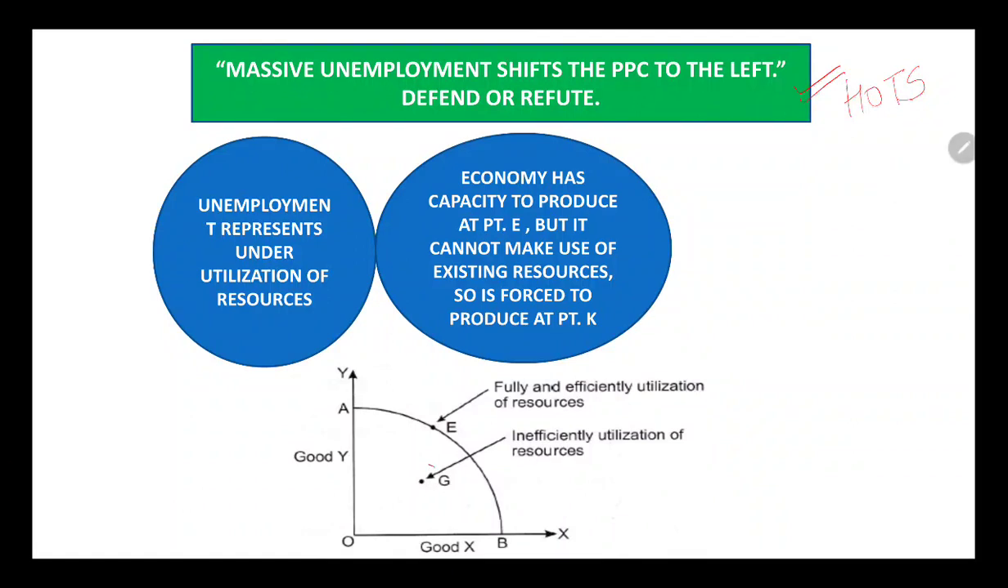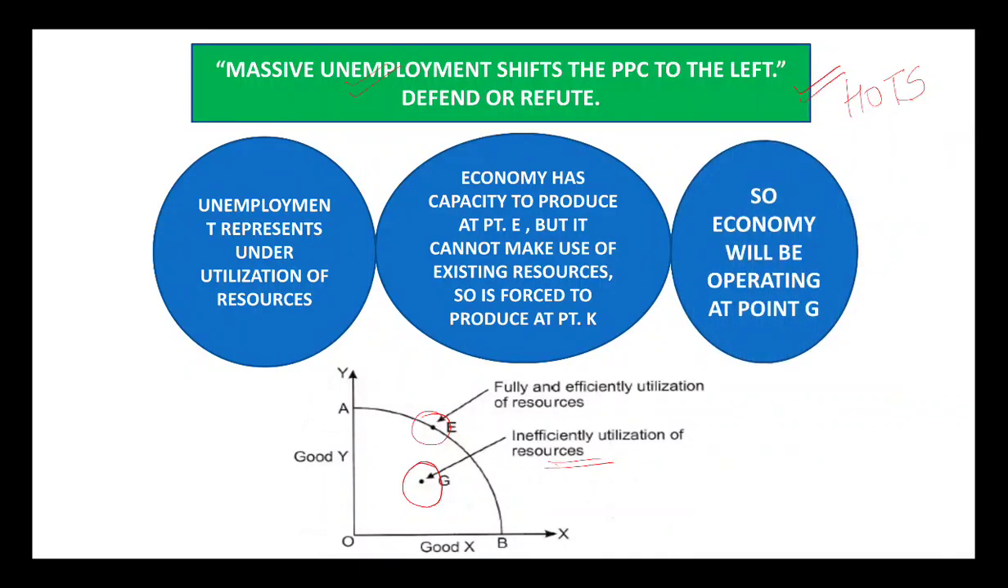So we reach the point G. Let's say we were at point E, which denotes full and efficient utilization of resources. Due to any sort of unemployment, people are not getting the jobs in the market, which means that the resources are getting inefficient. So we will automatically move to point G. So this has nothing to do with the shift. Please remember, it's one of the major questions you have to understand. This unemployment basically reflects the underutilization of resources, and we have understood, beta, that underutilization of resources at point G will always be somewhere inside the PPC.